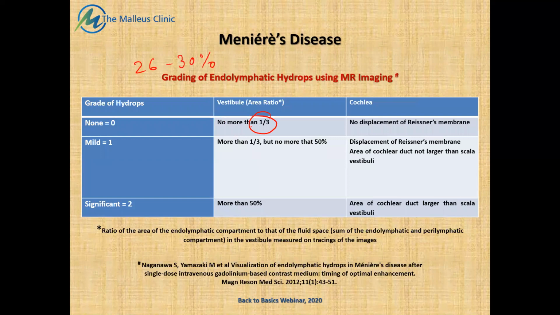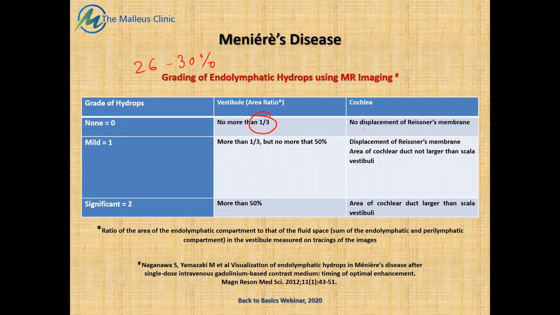So if it is less than 1/3, it's a grade 0. But if it's more than 1/3 but less than 50%, it's grade 2. And if it's more than 50%, it's grade 3. On the other hand, in the cochlea, I do have some animations for you. So we'll go on to that.